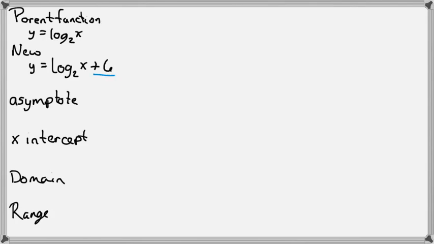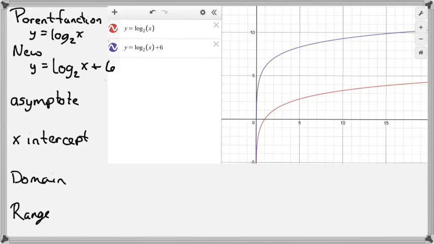What do you think is going to happen when we add 6 to the end of it? If you answered moved up 6 units, you are correct. So is it going to affect our asymptote? Well, we aren't changing left and right any, so our asymptote is still x equals 0. But our x-intercept is going to be harder to find. We are going to have to type it in and get the calculator to help us find our x-intercept.